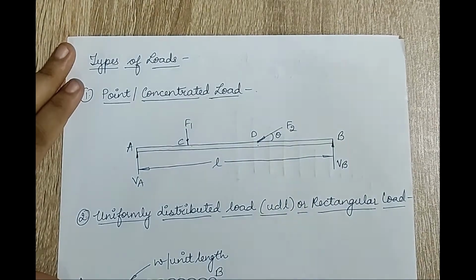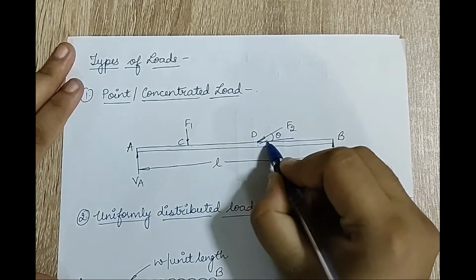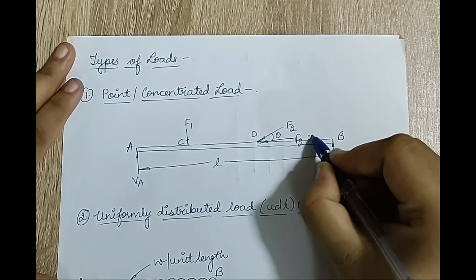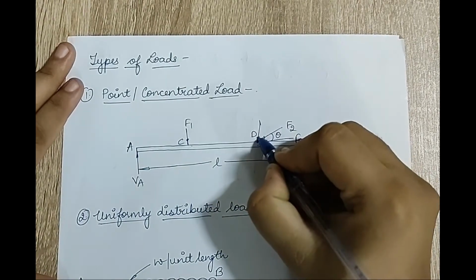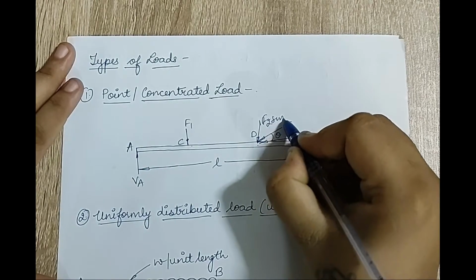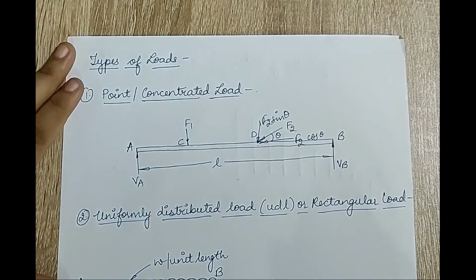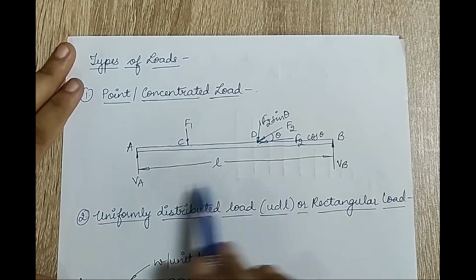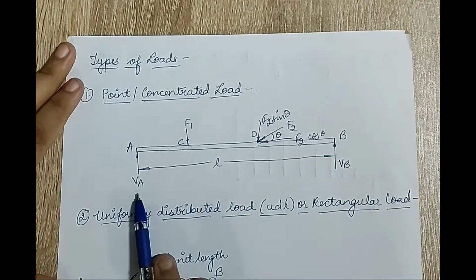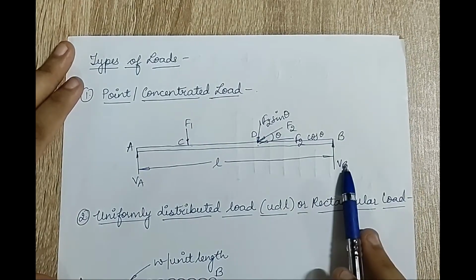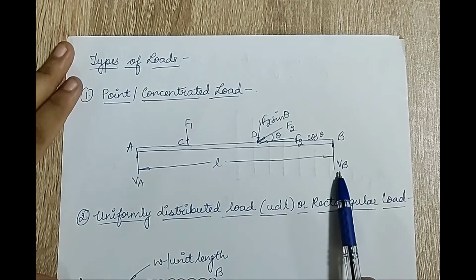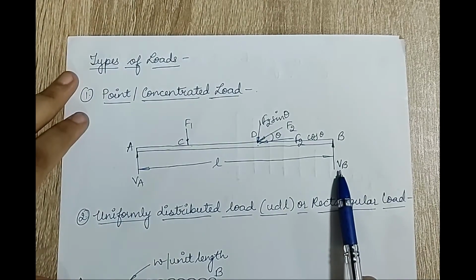Based on the first year's concept which you have studied in engineering mechanics, this force can be resolved as F2 cos theta and F2 sin theta, and that is how the numerical can be solved. AB is the beam. At A there is a reaction VA, at B there is a reaction VB. VA and VB are also point or concentrated load.